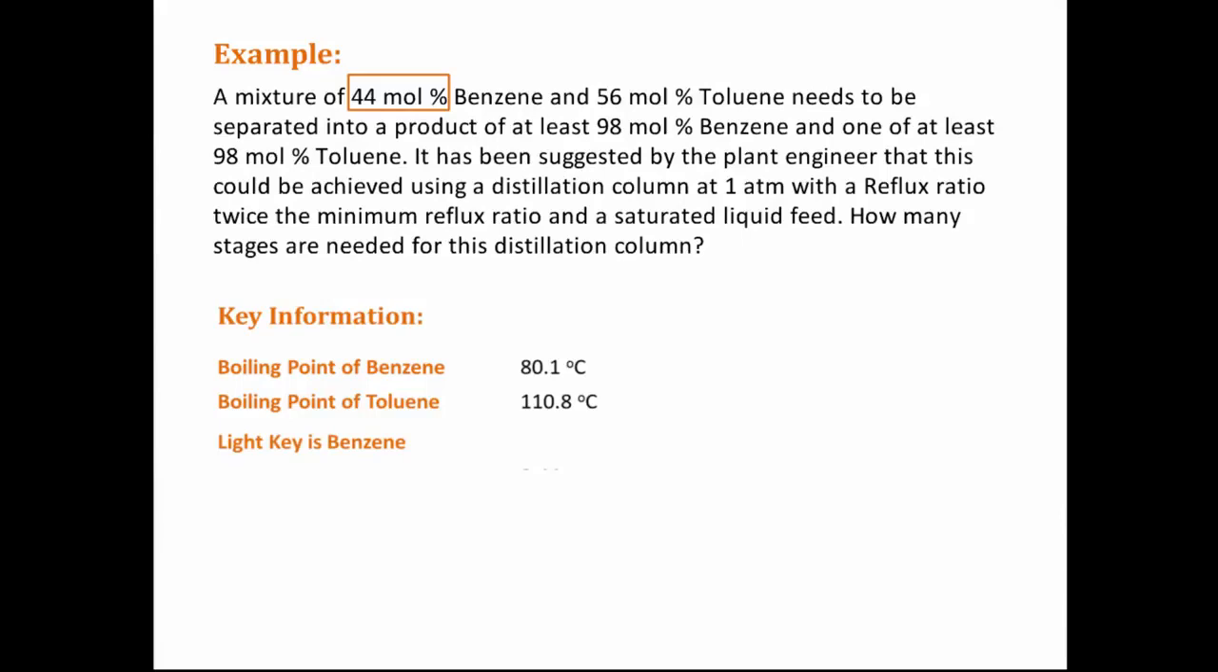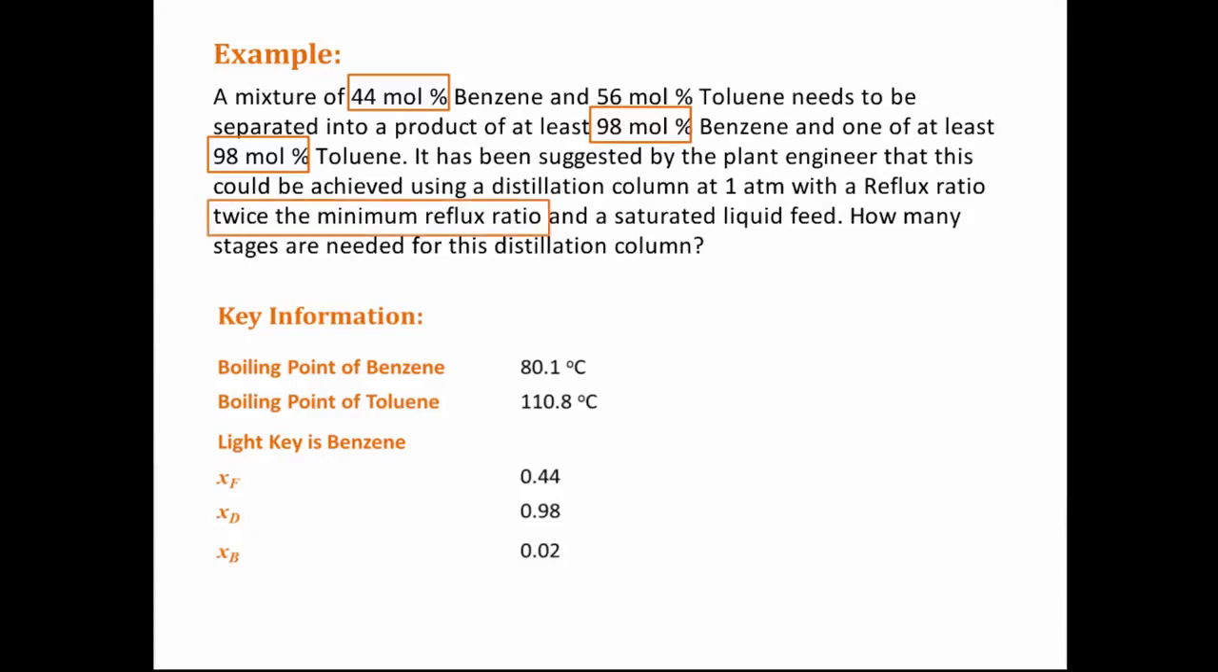The mass fraction of benzene in the feed is XF, which is equal to 0.44. The mass fraction of benzene in the distillate, XD, is 0.98. We know this because benzene is the light key component and therefore will leave through the top of the column, and it should leave at 98% purity. The mass fraction of benzene in the bottoms, XB, is 0.02. We know this because the heavy key component, toluene, leaves the bottoms at 98% purity. The rest must be benzene.